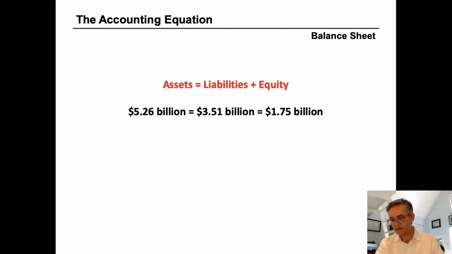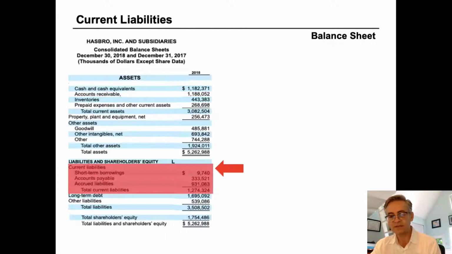So the accounting equation for Hasbro is $5.26 billion of assets is equal to $3.5 billion of liabilities, pardon me, plus $1.75 billion of equity. And every balance sheet that you look at will be just like Hasbro's in this way. So now let's take a closer look at liabilities. We can begin with current liabilities.